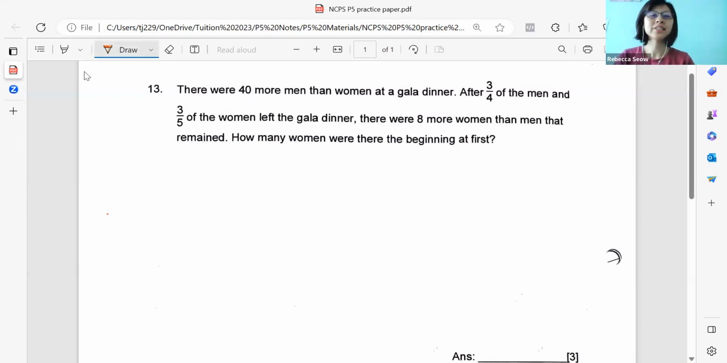Hello. Today, let's take a look at two questions. These are taken from Nanqiao Primary School practice paper.